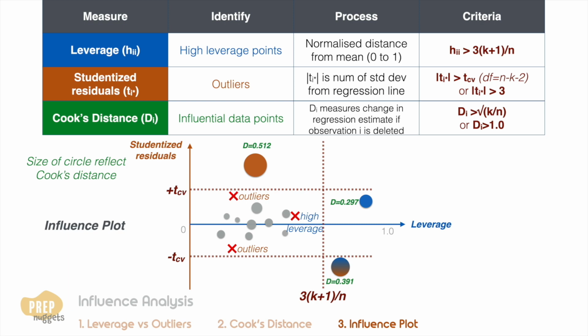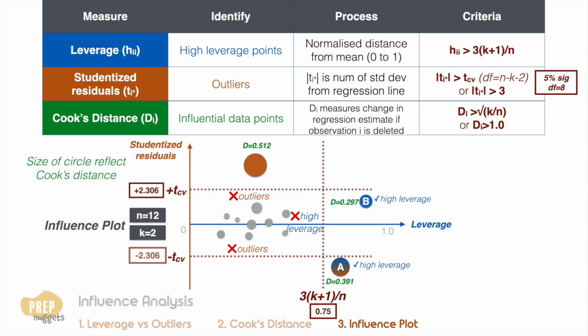Let's say these results are from a dataset of size 12 regressed based on a model with two independent variables. We will first identify the thresholds for the three measures. Based on leverage, a value higher than 0.75 is considered high leverage. Only points A and B meet this criterion. Based on studentized residual, we find the critical T values based on 5% significance and 8 degrees of freedom, which is plus minus 2.306. Only points A and C meet this criterion. And based on Cook's distance, points which have a measure greater than 0.408 are considered highly influential. Only point C meets this criterion.